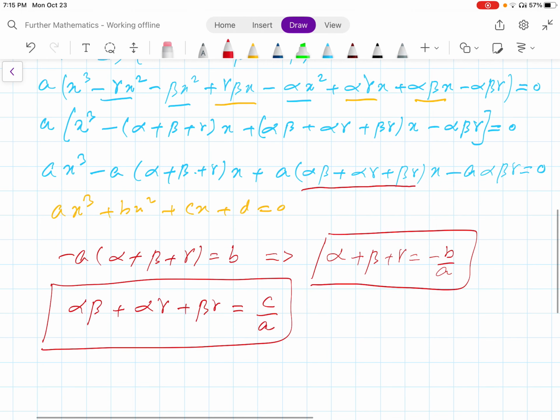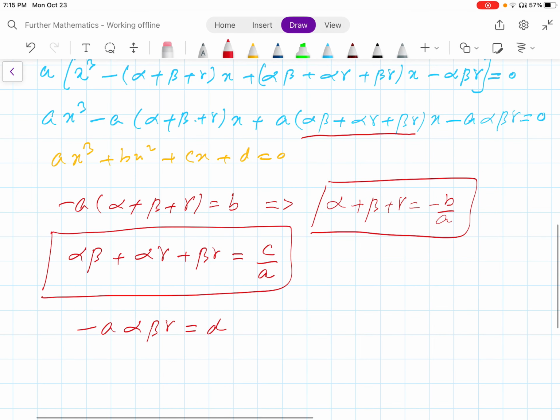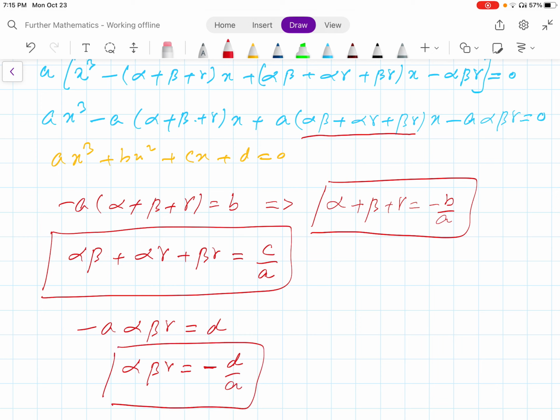And then in the end, minus a alpha beta gamma is equal to d. So that's the product of the roots. So when the three roots are being multiplied, the result is minus d over a, where d is the constant term and a is the coefficient of x cubed.